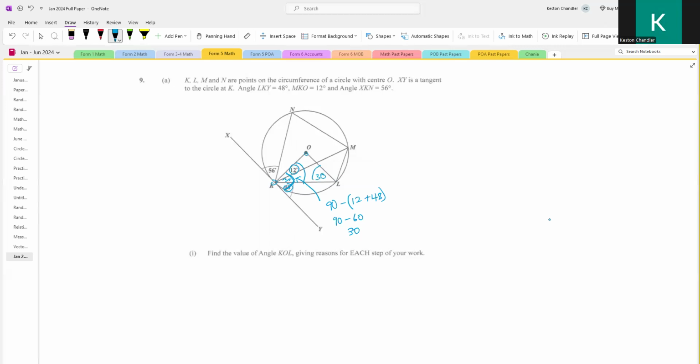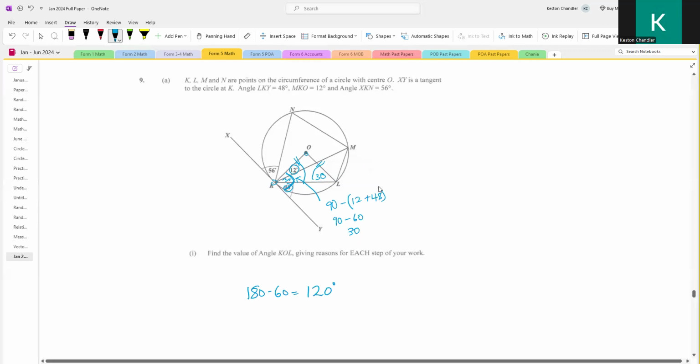Right? So we have an isosceles triangle because this is two radii here. And 30 and 30 is 60. So we have 180 minus 60, which is going to give us 120.